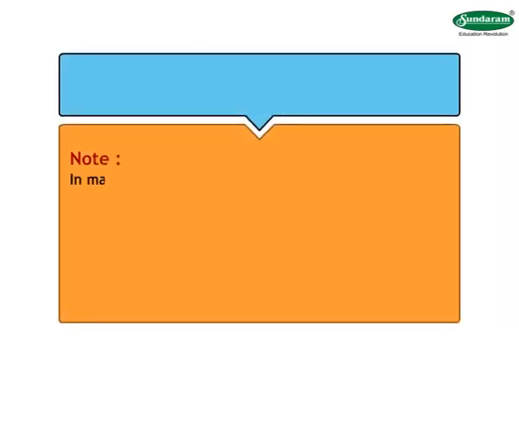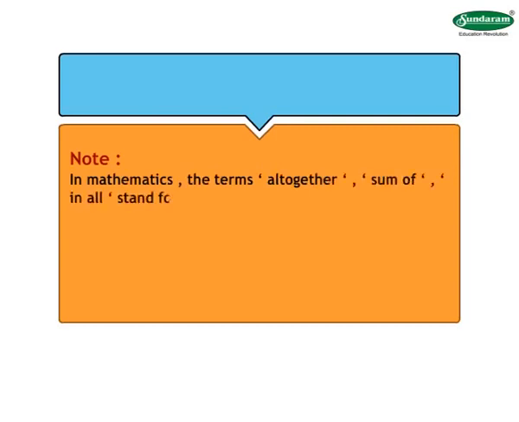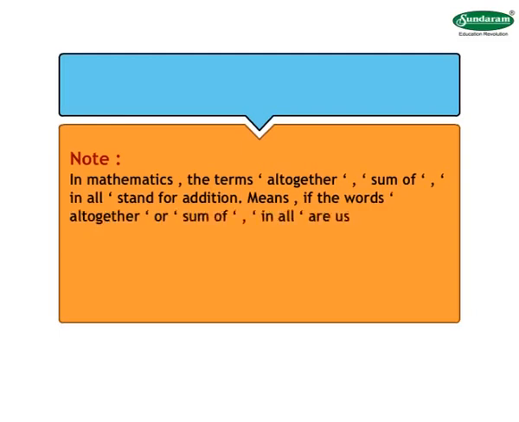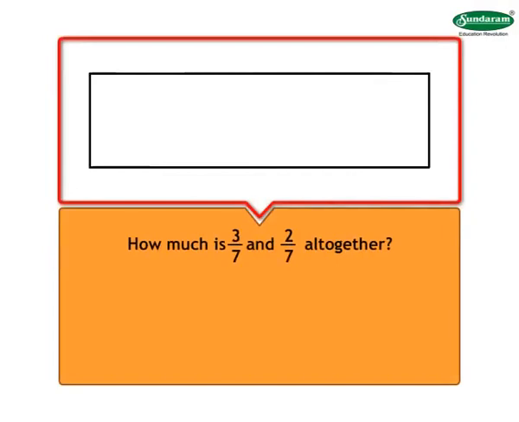Thus, 3/7 plus 2/7 is equal to 5/7. Note: in mathematics, the terms altogether, sum of, in all stand for addition. This means, if the words altogether, sum of, or in all are used, we know that we have to perform addition. Thus, in the figure, how much is 3/7 and 2/7 altogether?